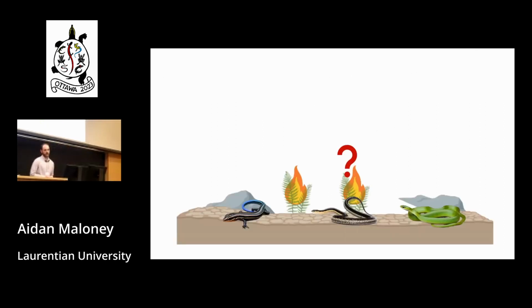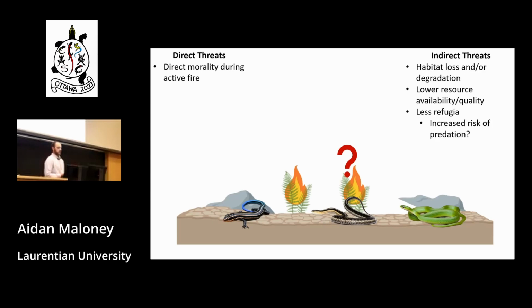While there's an abundant amount of research on squamates and prescribed fires, mainly in the States, there's a lack on wildfires, which is especially true in Ontario. Once again, we can hypothesize direct threats to be direct mortality during the active fire, and this would be if individuals can't locate refugia when the fire is actively moving towards them. Indirectly, we can hypothesize habitat loss and fragmentation, lower resource availability and/or quality, as well as less refugia, which could potentially lead to an increased risk of predation.